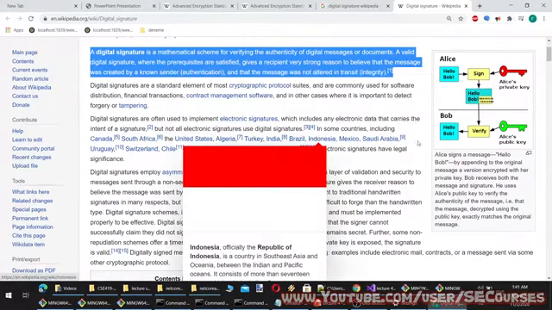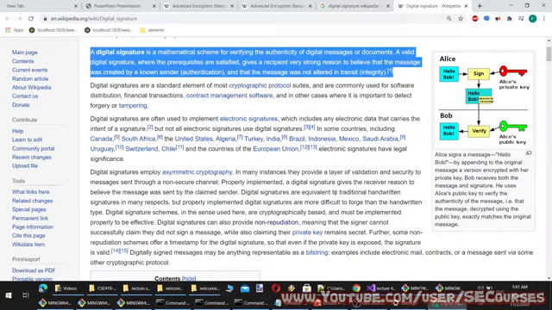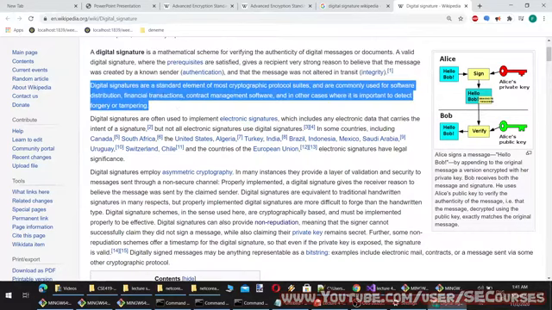A digital signature is a mathematical scheme for verifying the authenticity of digital messages or documents. A valid digital signature, where the prerequisites are satisfied, gives a recipient very strong reason to believe that the message was created by a known sender, authentication, and that the message was not altered in transit, integrity.